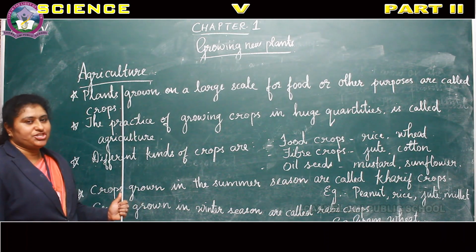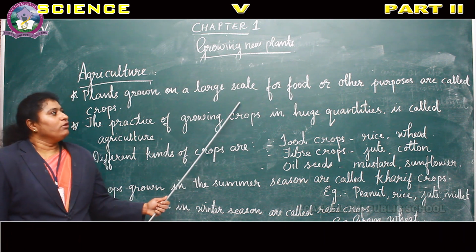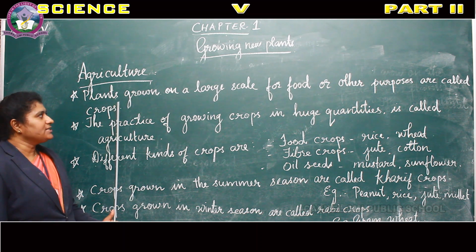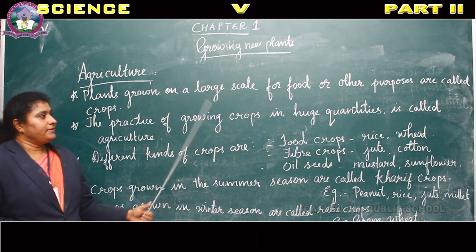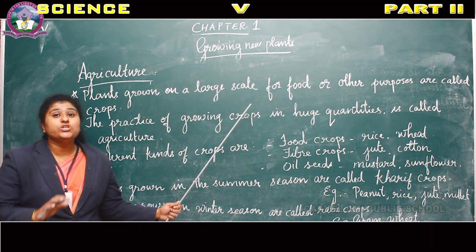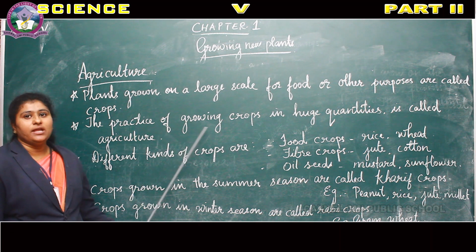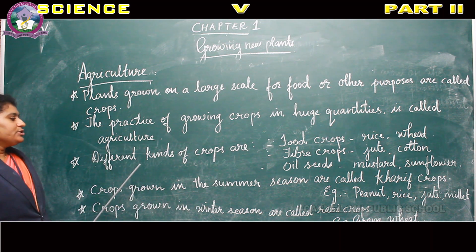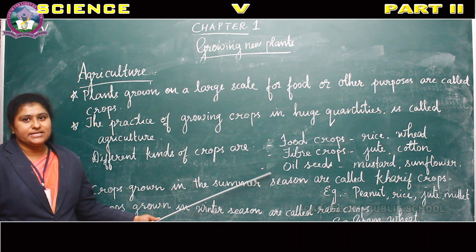Next is agriculture. Plants grown on a large scale for food or other purposes are called crops. The practice of growing crops in huge quantities is called agriculture. Different kinds of crops are there: food crops, fiber crops, oil seeds, etc.